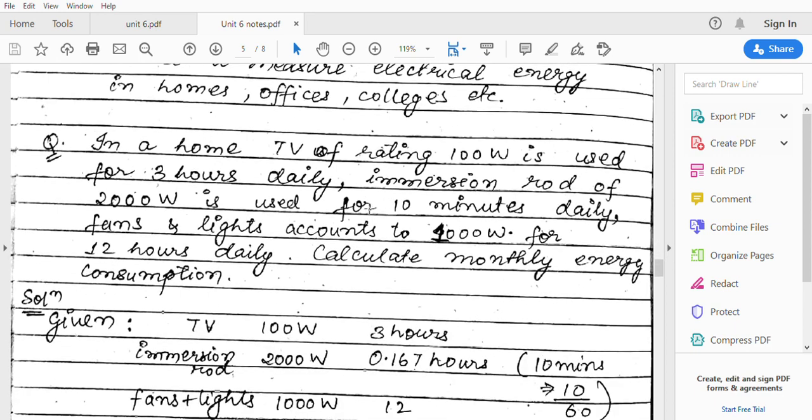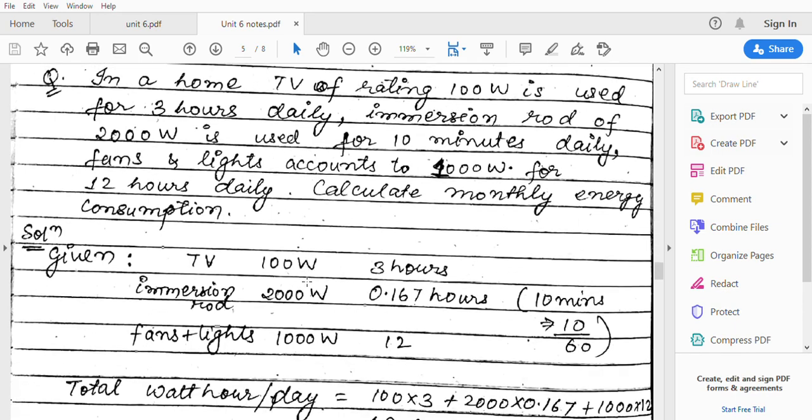This is a previous year numerical. So suppose there is a home in which there is a TV of rating 100 watt and it is used 3 hours on daily basis, and there is an immersion rod, that water heater which we use, and it is of 2000 watt and it is used for 10 minutes daily, and there are fans and lights and other things which account to 1000 watt for 12 hours daily. So we need to calculate what is the monthly energy consumption.